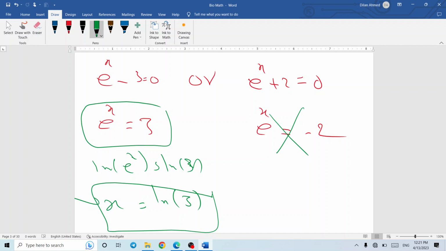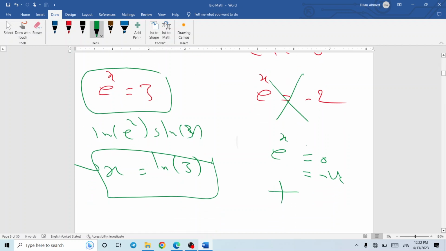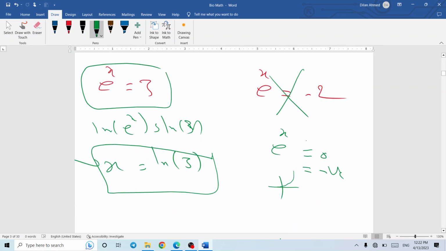Why? Because e to power x is never 0, never negative, never. You saw the curve, right? It is never actually touching the 0. Do you remember that? Here is the asymptote. That's why the value of e to power x is never 0 or negative. Usually it starts from 0 point something to positive. Do you get the idea why we cancel the other side?